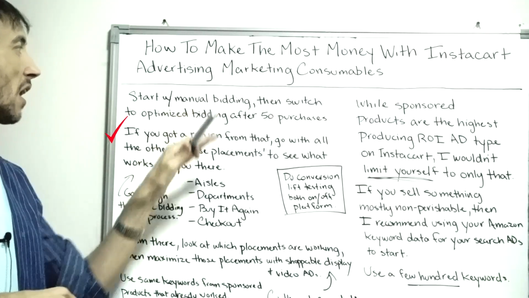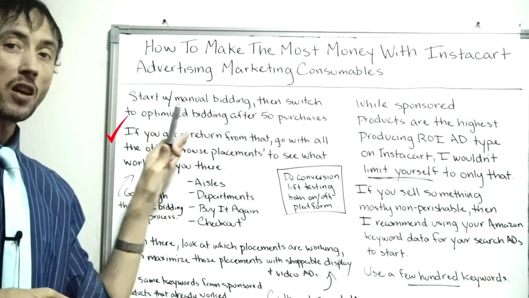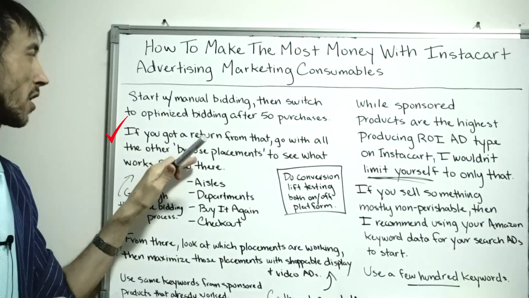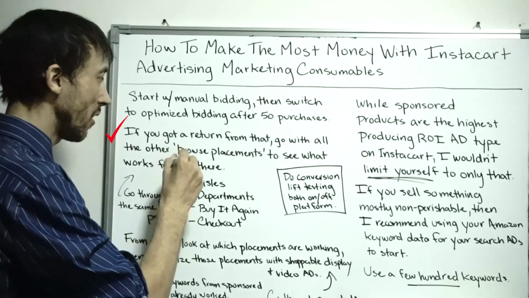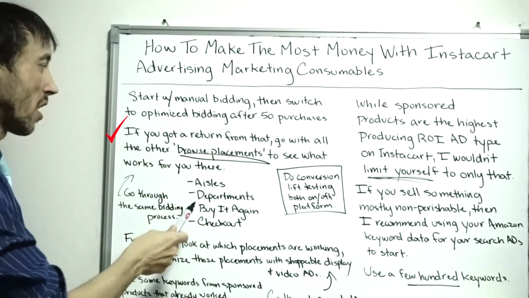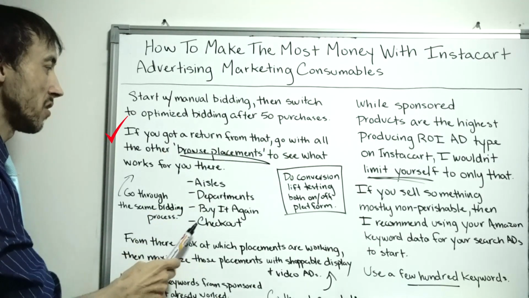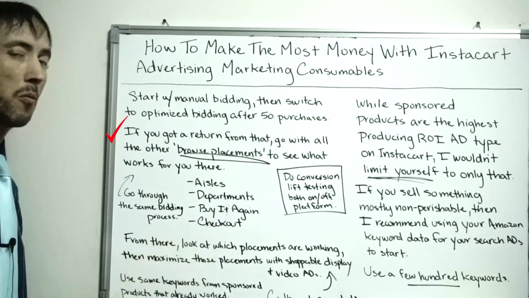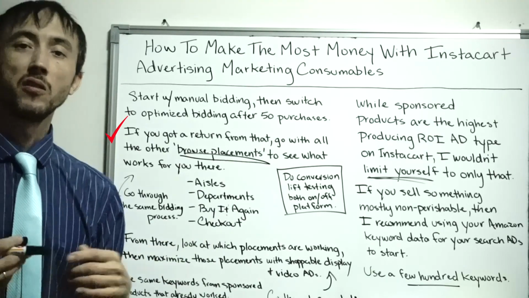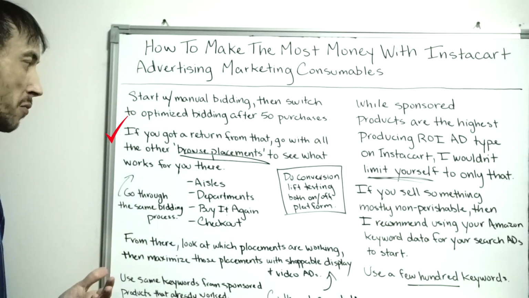So once you've done that, that's the low-hanging fruit, and you're getting a great return already, then you should go to the second thing, which is to also target the browse placements, as they call it, on Instacart, to see what works for you there. So you could run your ads on aisles, departments, the buy it again page, the checkout page, and see what sales you can get from there at a reasonable return that you find is respectable.